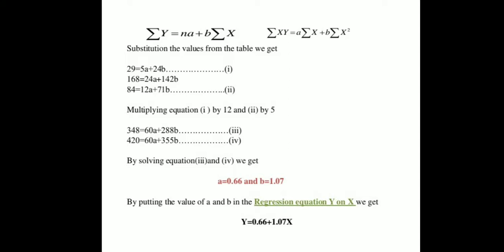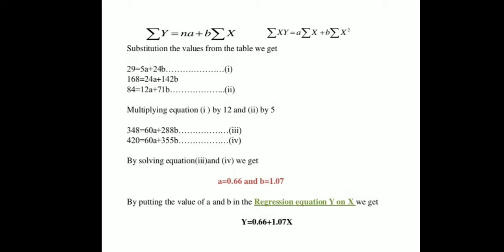Now equation number 2 gives 168 equals 24a plus 142b. Dividing by 2, that gives 84 equals 12a plus 71b. Now multiplying equation 1 by 12 and equation 2 by 5, we get 348 equals 60a plus 288b, and the second equation becomes 420 equals 60a plus 355b.